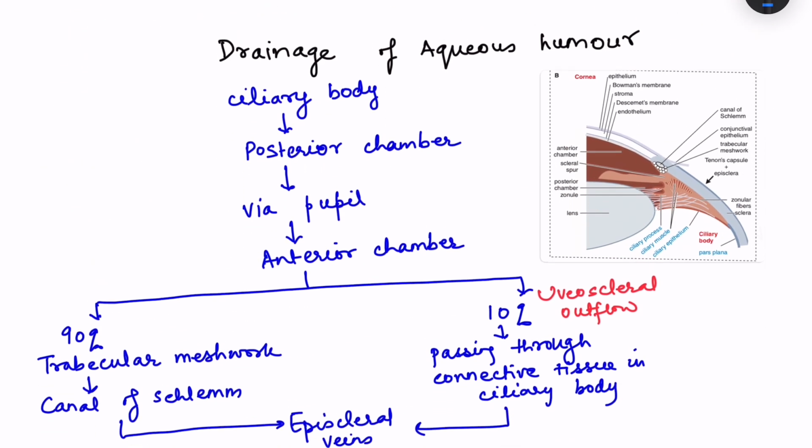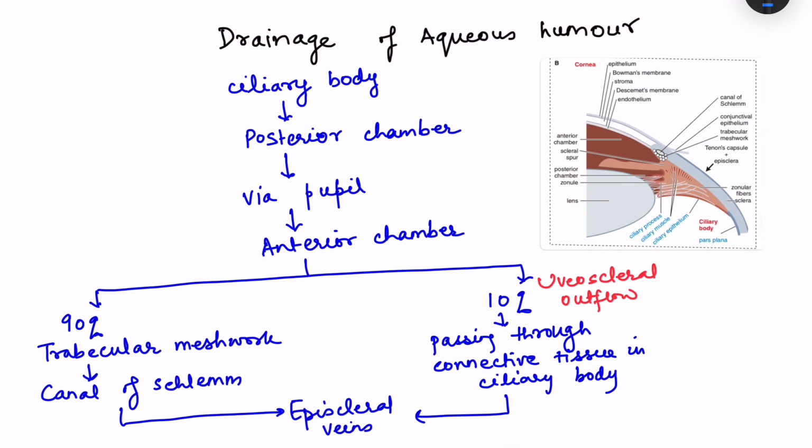Moving on to drainage of the aqueous humor. So the ciliary body is forming the aqueous humor which is entering into the posterior chamber. Then via the pupil, via here, the aqueous humor is entering into the anterior chamber, and from there the aqueous humor is draining through the trabecular meshwork. So 90% of drainage is through this trabecular meshwork, then into the canal of Schlemm, and finally entering into the episcleral veins. But 10% of this drainage is also via uveoscleral outflow.